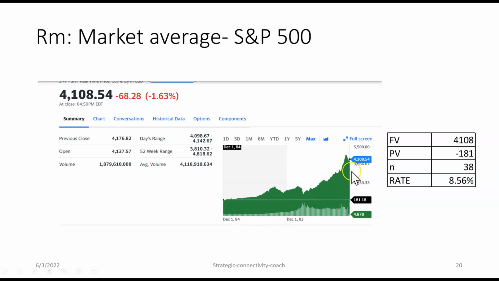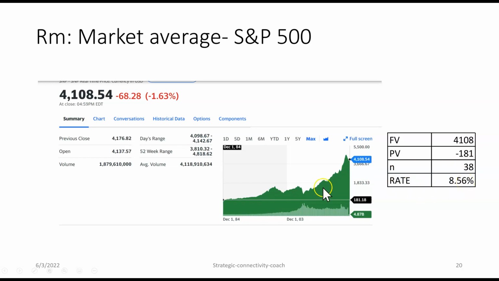So if I plug it into Excel right now, even though the market has come down in the last few weeks, as when I was doing it today, the S&P 500 was at 4108, and it was at 181 in December 1984, approximately 38 years. So the average rate is 8.56%.